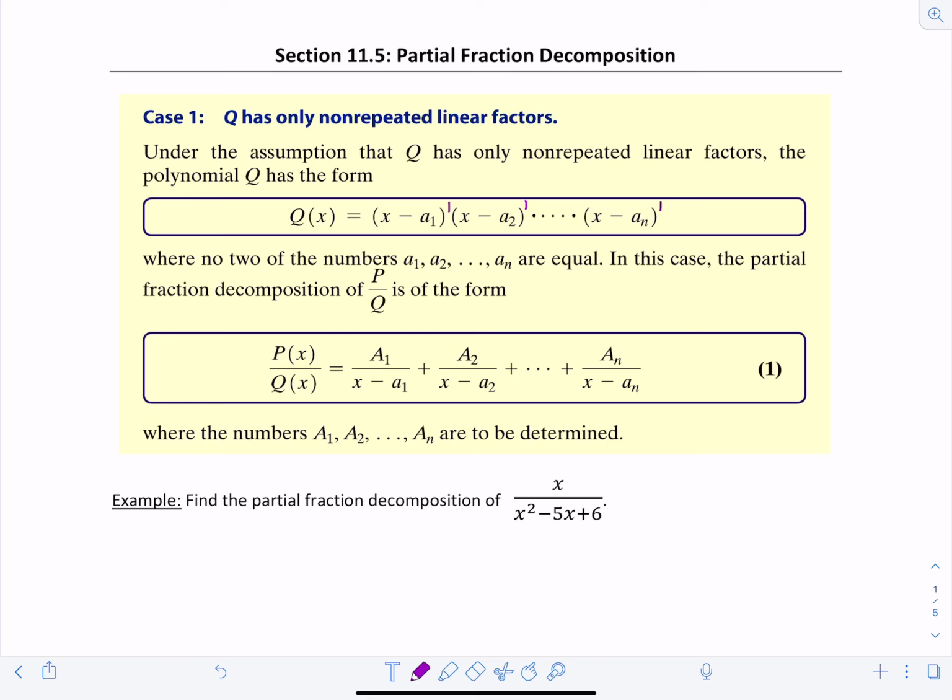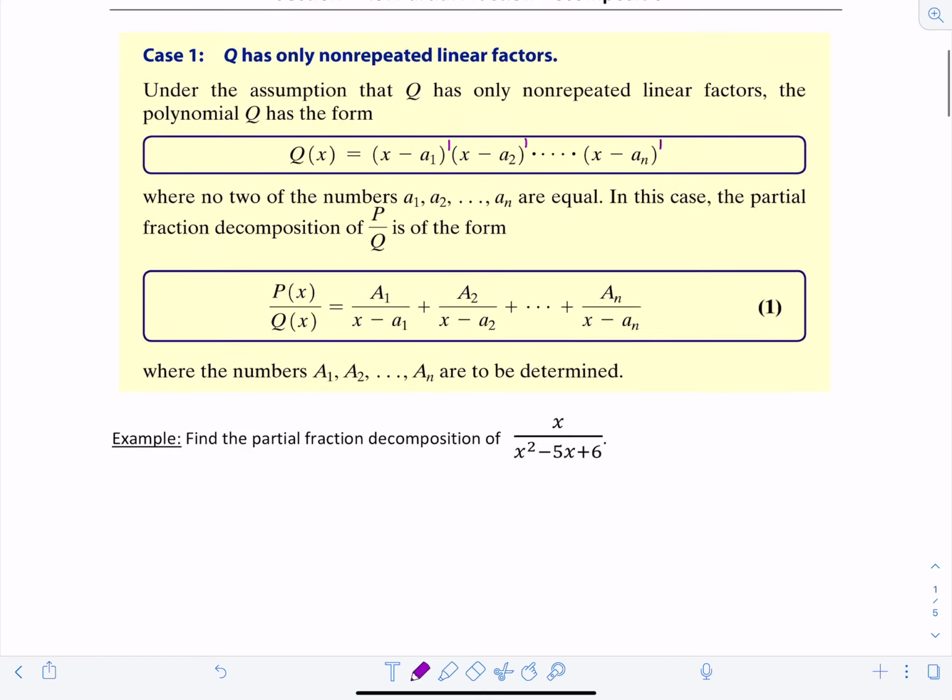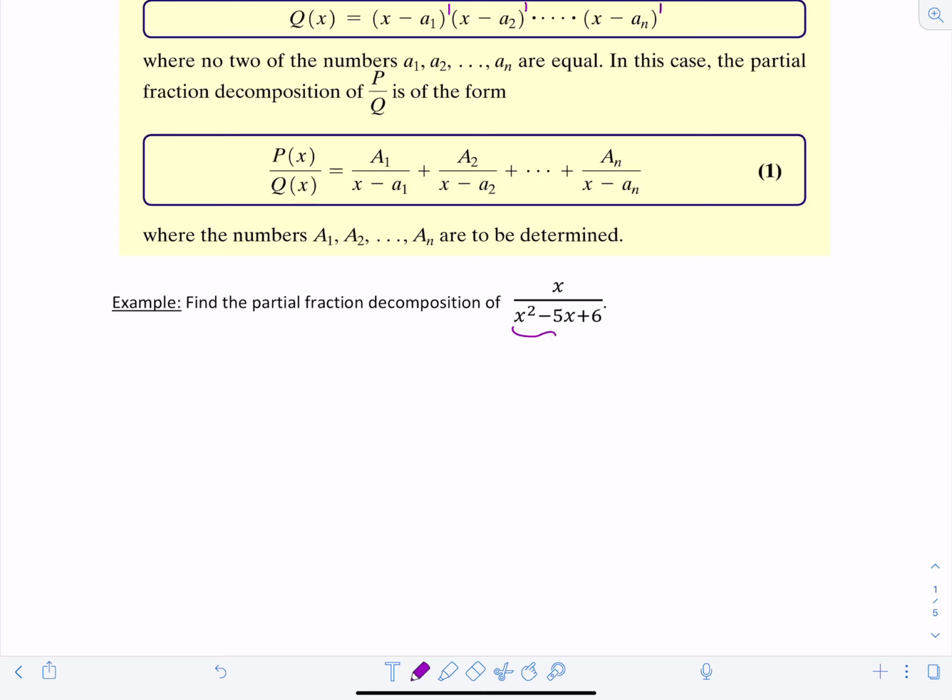So here, first example, find the partial fraction decomposition of x over x squared minus 5x plus 6. The first step is you need to factor the denominator here. It's going to factor into x minus 3 times x minus 2. And notice each of those factors are distinct and they're linear, to the first power. So I'm going to set up my partial fraction decomposition, and it's going to have the form a over x minus 3 plus b over x minus 2. Now it's my job to solve for a and b here.